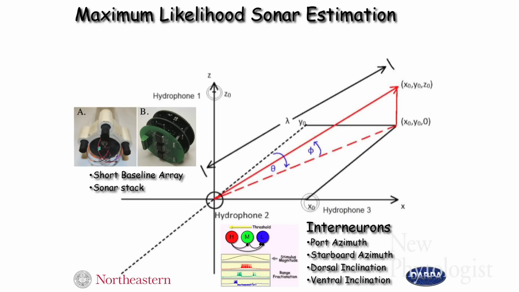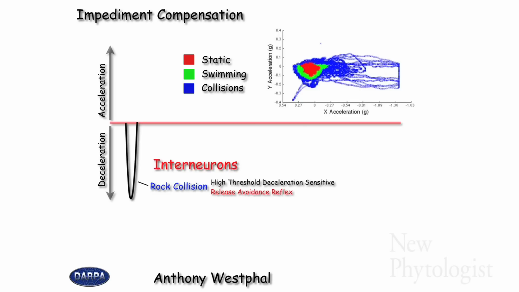What the sonar system does is it has 3 microphones on the front and a signal processing system. And what it computes is the deviation of a target here from the main axis of the hull, both in azimuth and inclination. And it codes this in terms of interneurons that fire in proportion to the deviation of the target from the hull heading. And then for impediment, with these things swimming along, with the accelerometer, we can detect collisions. And the collisions are a high amplitude deceleration.